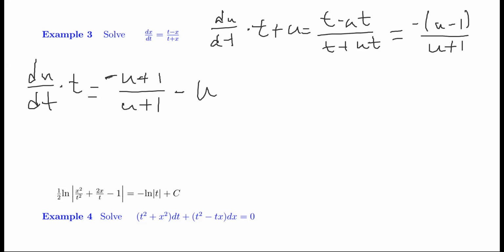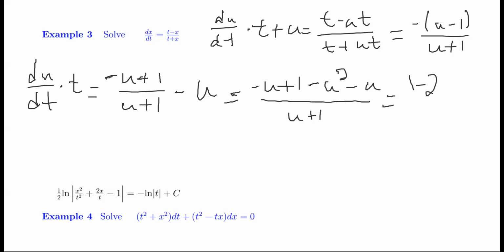And then we want to combine like terms. We want to combine our fractions here. So how do we do that? Well, we multiply this u by (u plus 1) over (u plus 1). And this becomes negative (u minus 1) minus u squared minus u, all over u plus 1, which is equal to (1 minus 2u minus u squared) all over (u plus 1).